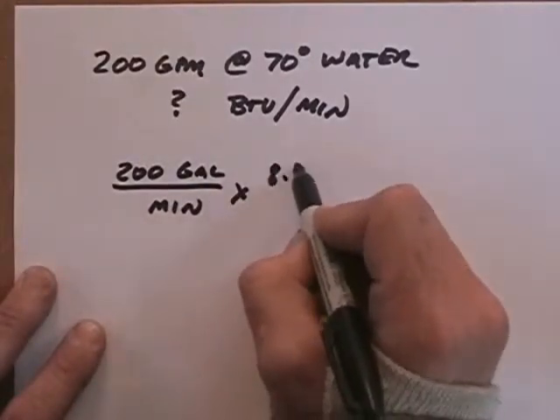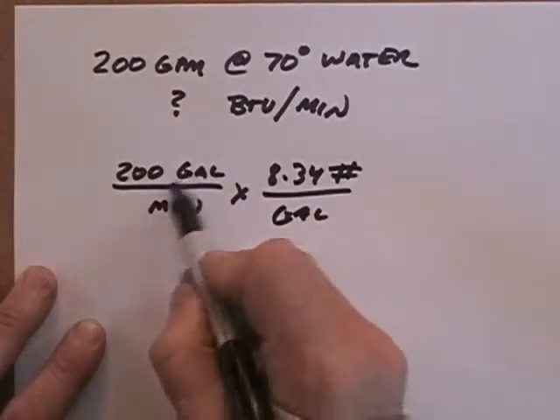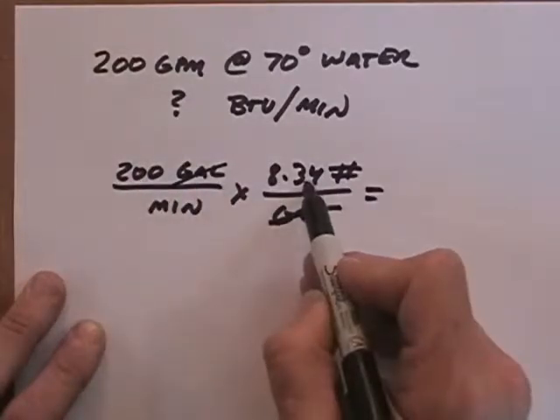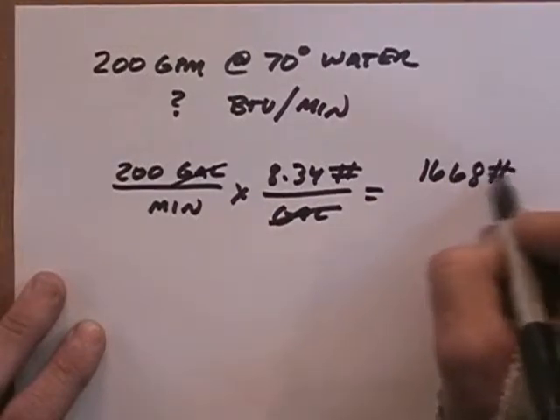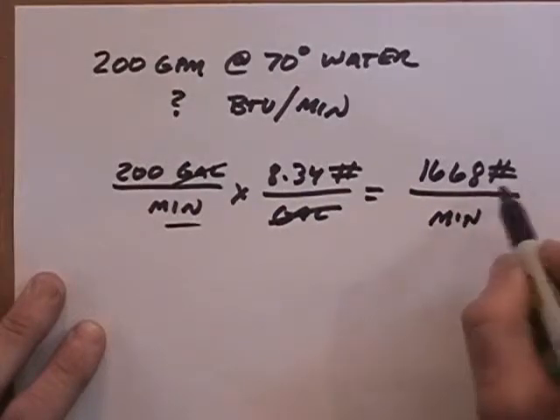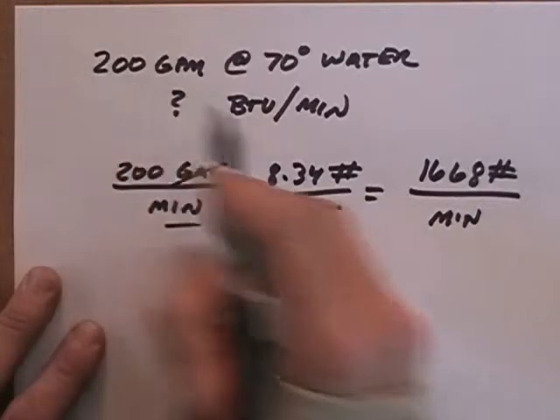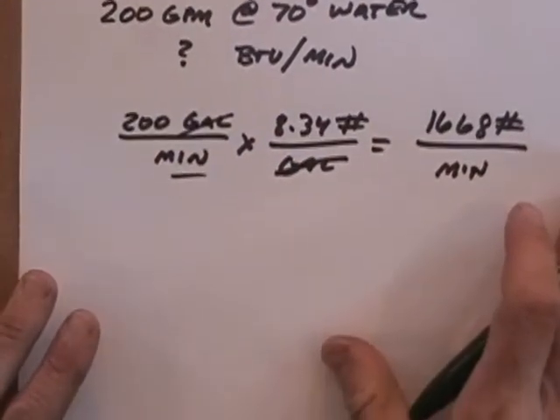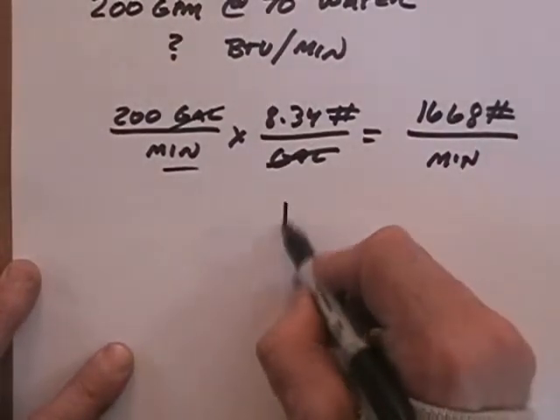times 8.34 pounds per gallon. We know that gallon and gallon cancel out, which leaves us with 200 times 8.34 pounds, which is 1,668 pounds. And on the bottom, the only thing left is minute. So we know that a hose line that is discharging 200 gallons per minute is also discharging 1,668 pounds per minute of water. The next part of our calculation is going to involve boiling and steaming.